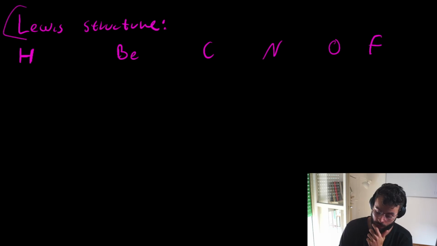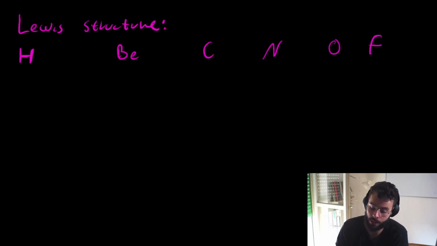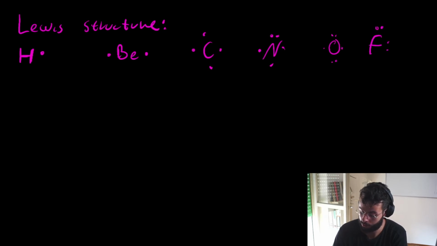Now, we have the following elements over here. And the following elements are just naked elements right now. We are yet to draw the number of electrons they have. The first step when it comes to Lewis structure is to mention the number of valence electrons outside each element. For example, hydrogen, group 1, a single one, so you write a dot. Beryllium, group 2, 2 valence electrons. Carbon 4, nitrogen 5, oxygen 6, and fluorine 7.